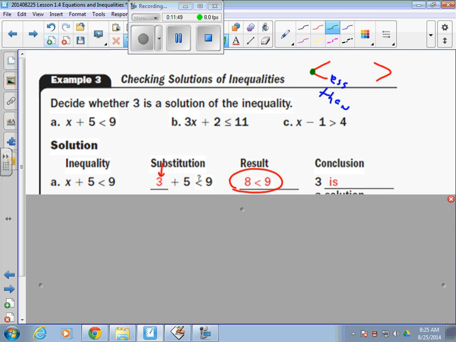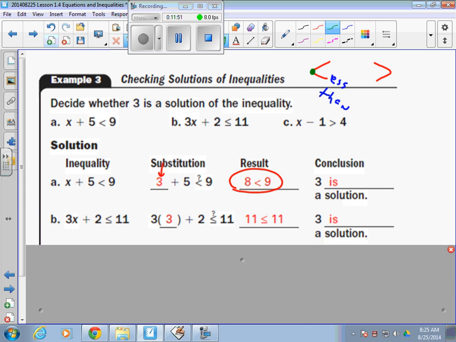That is a solution. The next one says 3x plus 2 is less than or equal to 11. When you plug in the number 3, you get 9 plus 2, and 9 plus 2 is 11. So now we have this truth value we have to check. Is 11 less than or equal to 11? Well, it's not less than it, but it is equal to it. Therefore, that is a true statement. Just like A was, so is B.